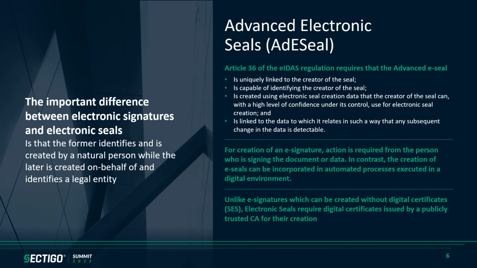Similar to advanced electronic signatures, we have advanced electronic seals or advanced e-seals, which are used to seal documents. Document sealing is similar to document signing, but instead of using a digital signature certificate, in this case the digital seal certificate is used. The difference between an e-signature and an e-seal is that the e-signatures belong to an individual or a natural person, whereas an e-seal belongs to a legal entity such as a business or organization.